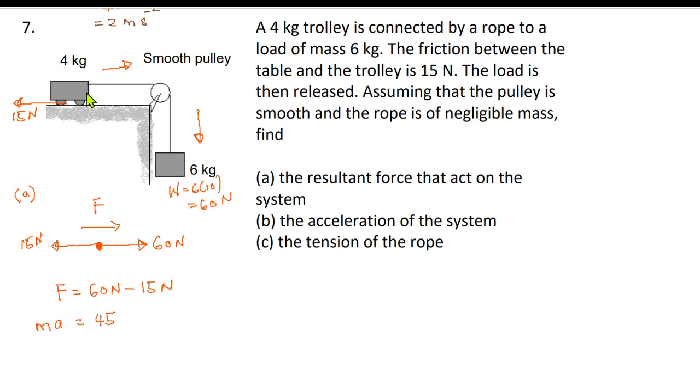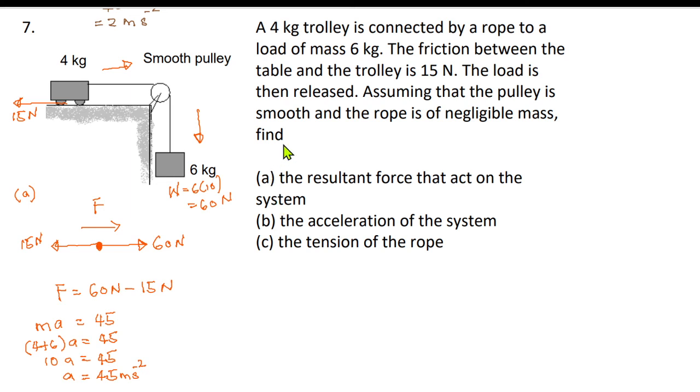What is the mass? I have 4 kilogram. I have 6 kilogram. So what is the total of the mass? My mass is 4 plus 6 multiplied by acceleration equals 45. So 4 plus 6 is 10, 10A equals 45, and you solve for A, so my acceleration equals 4.5. Here is 4.5 meter per second squared. So that is my acceleration.